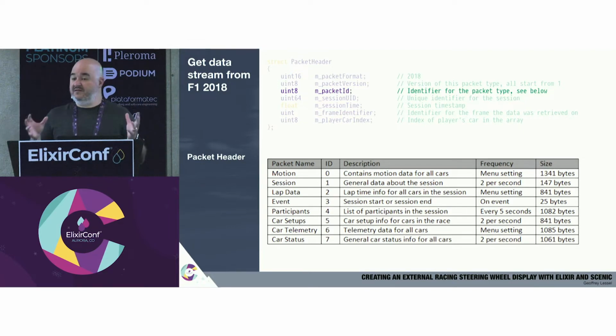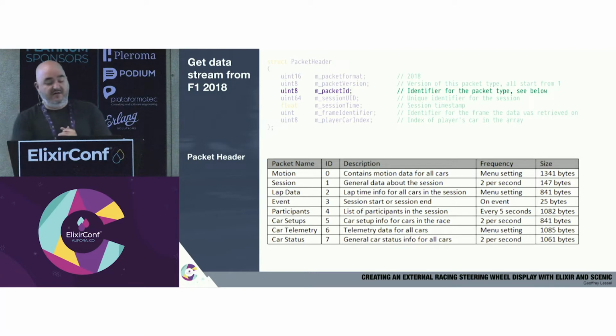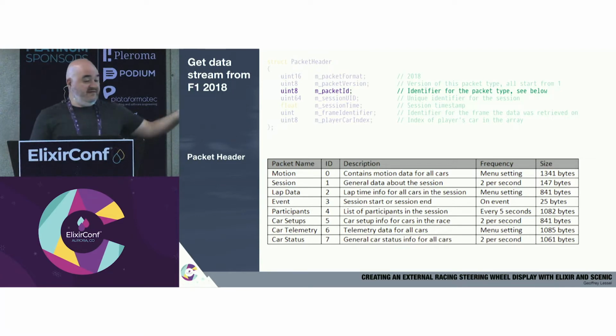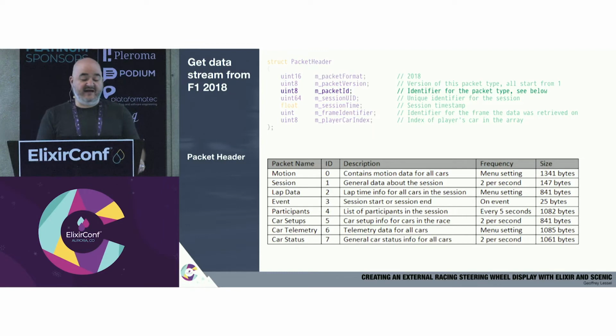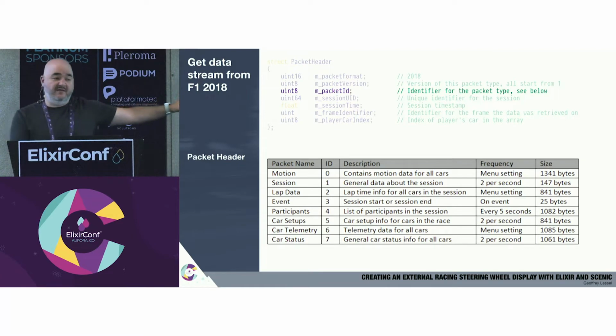And so knowing that, we're going to expect that when we implement our Elixir decoder or our parser. But this is the header packet, and so these are all the things they send in every single packet. Every single packet has a header with all this information in it, including this packet ID. And you see the table down at the bottom are the different ID types. There's some of these packets we're not going to care about, or at least I'm not in my steering wheel display. And there's some that we're really going to want to dive into.